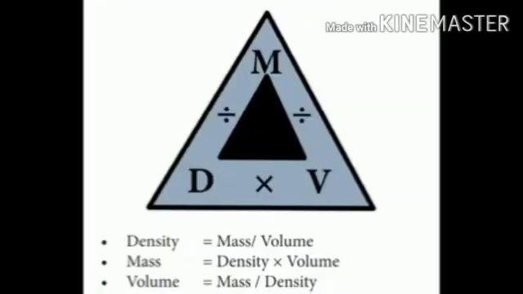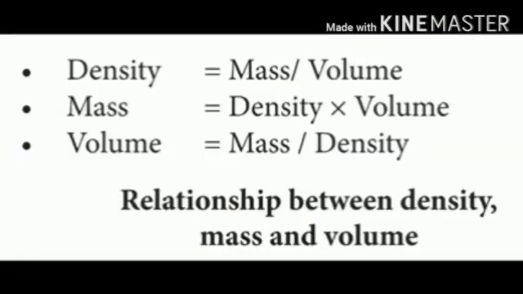Let's see the relationship between mass, density and volume represented in the following density triangle. Number 1, density equals mass by volume. Number 2, mass equals density into volume. Number 3, volume equals mass by density. This is the relationship between density, mass and volume.